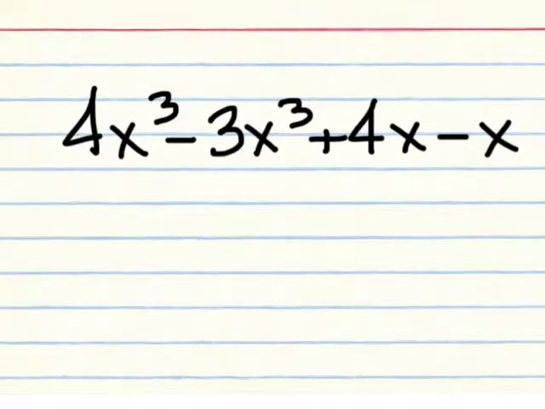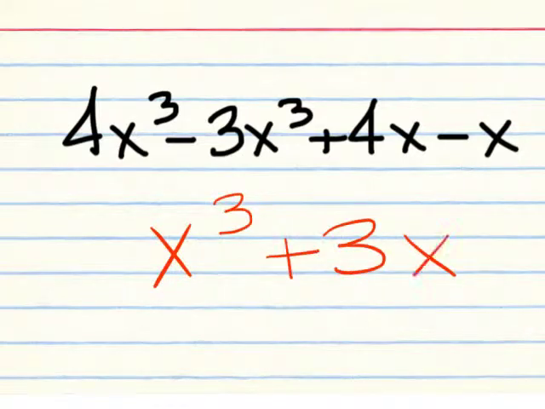What do I get when I simplify the cubes in this? 4x cubed minus 3x cubed, what's that? 1x cubed, yes. And what about the x's? Plus 3x.